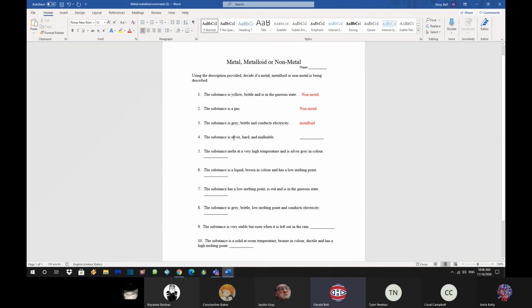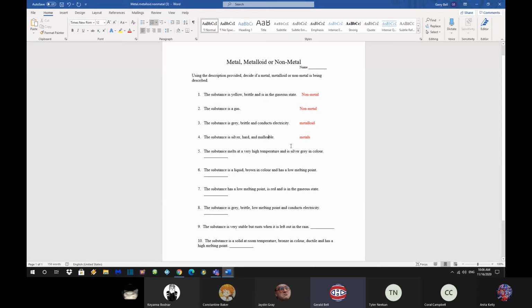The substance is silver, hard, and malleable. That is talking about our metals. I was just thinking back when we did our note, we didn't include the words malleable and ductile. Those were a couple of ones that they did mention. So it might actually be worth going back to the note and adding those in, ductile and malleable. So stretchy, so you can stretch means ductile, and malleable means you can bend without breaking.